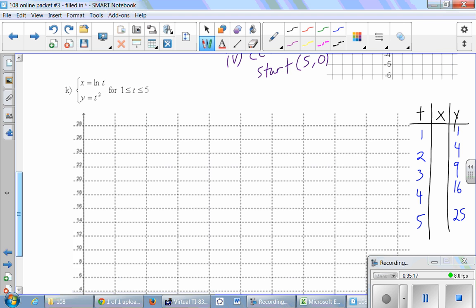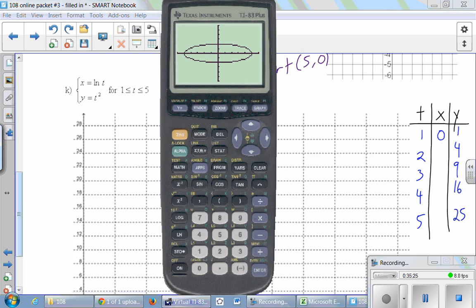And then we need to do ln of these guys for the x's. All right, so ln of 1 is easy. That's 0. But the other guys, I'm going to need some help from the calculator. So let's try this.